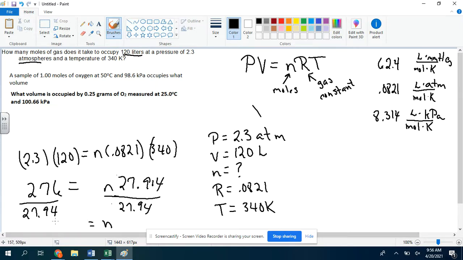Okay, 9.88 moles. So put your units in there. I know I had to kind of squeeze mine in there, but make sure you do your units, okay? Don't forget.